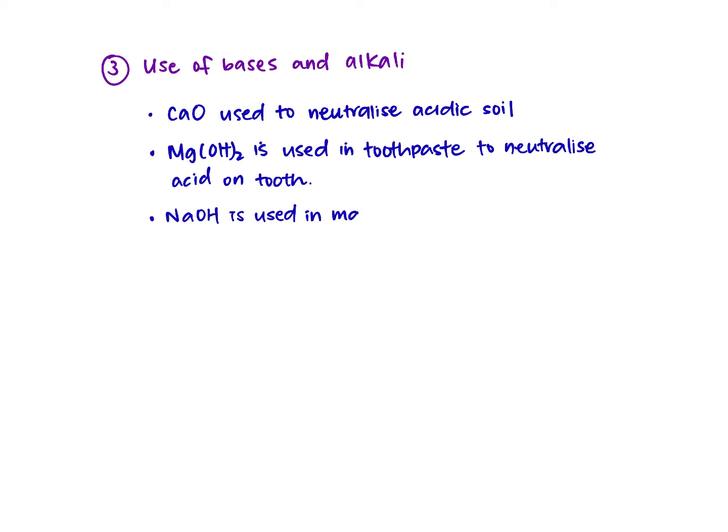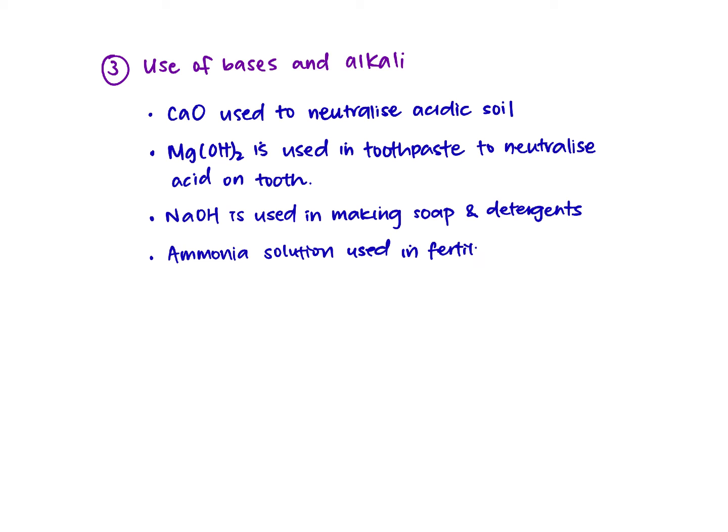NaOH is also known as sodium hydroxide. It's used in making soaps and detergents. Ammonia solution is used to make fertilizers. Okay, because plants need nitrogen, and nitrogen can be taken in by ammonium salt or even nitrate salt. So ammonium nitrate has a lot of nitrogen for the fertilizer.